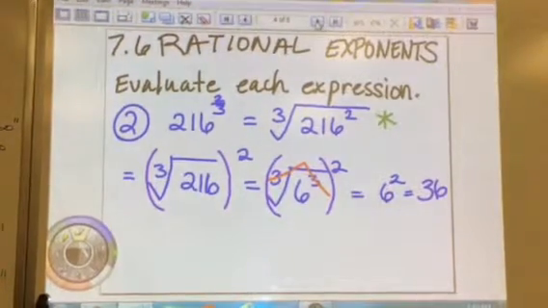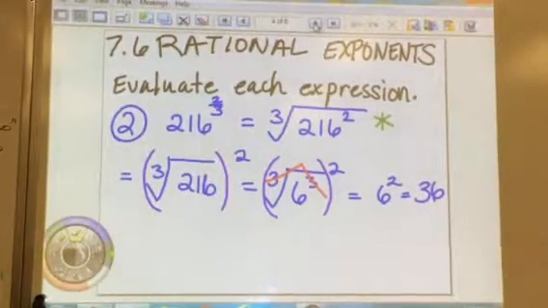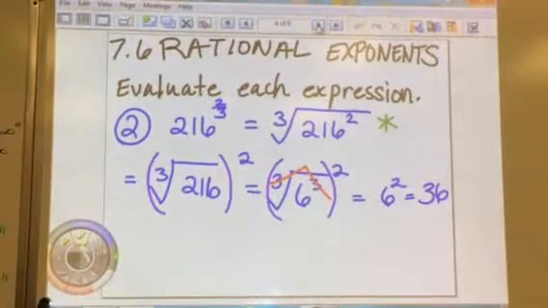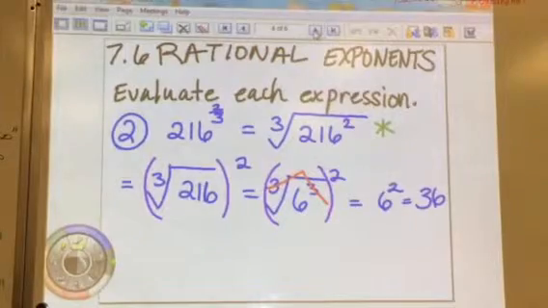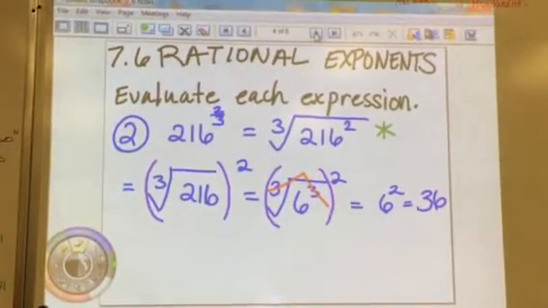So sometimes you have a different option. So there are other times when the number to the power works better for you, up there where you have the 3rd root of 216 to the 2nd. And in this case, it works better to have it raised outside of the root.